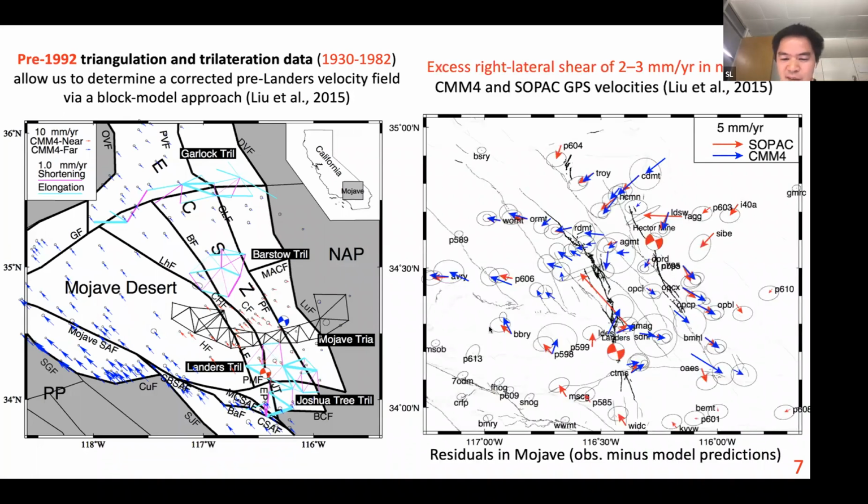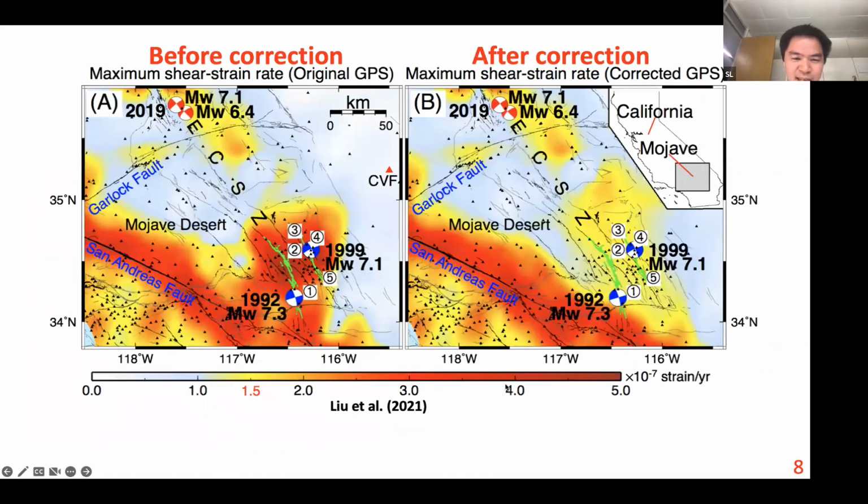And we check the difference between the GPS-derived velocity and the model predicted velocity. We found that the residuals include 2 to 3 millimeters per year right lateral shear across the Landers and Hector Mine ruptures. You see here, roughly right lateral shear. Without considering such a right lateral shear in the GPS-derived velocity, we found very high peaks of max shear strain rate in the near field, as shown by the left figure.